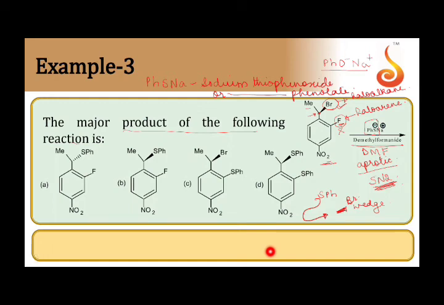Considering our options here, in option A only we are seeing NO2 is intact, fluorine is intact, one methyl is there, and we are observing that SPh has attacked from the opposite side shown by this dotted or dash bond here. So inversion has occurred here, SN2 mechanism has occurred here. In none of the other structures am I seeing that type of dotted bond, hence option A is the correct answer.